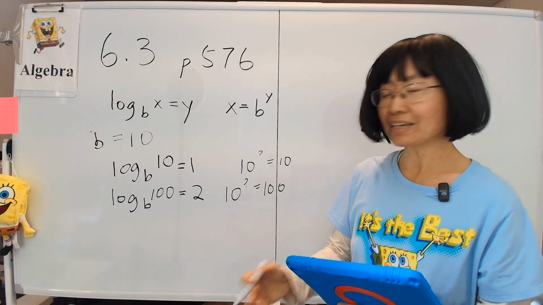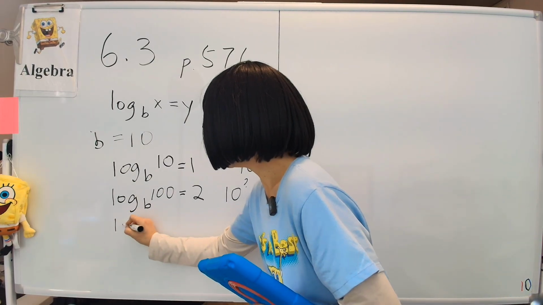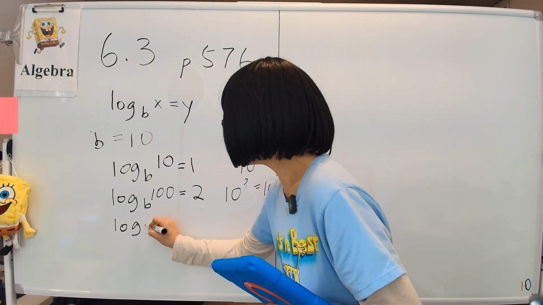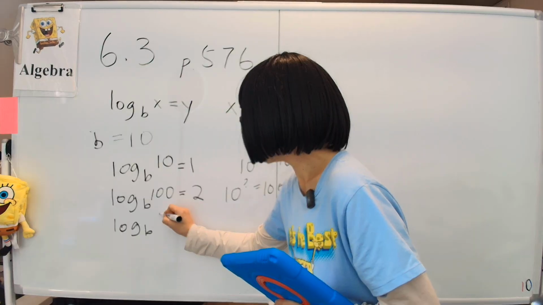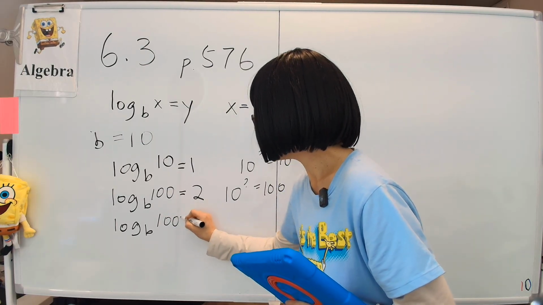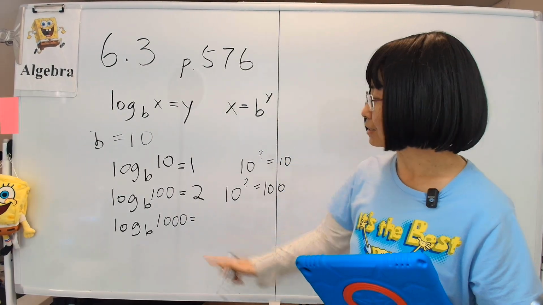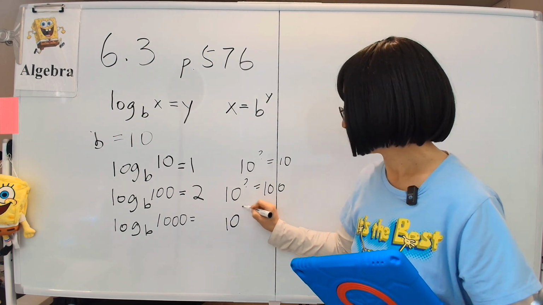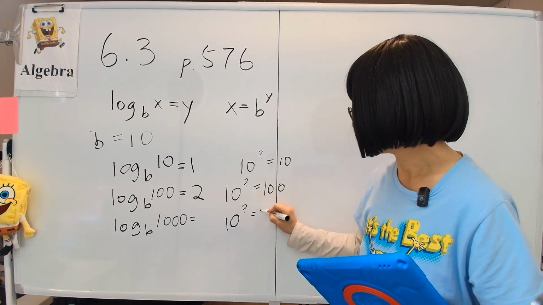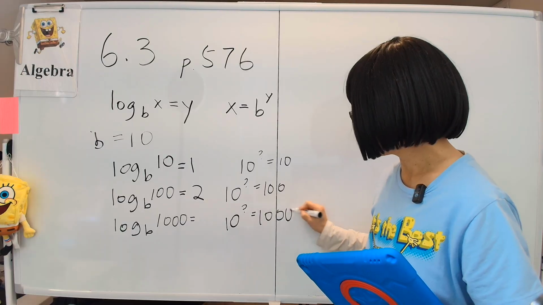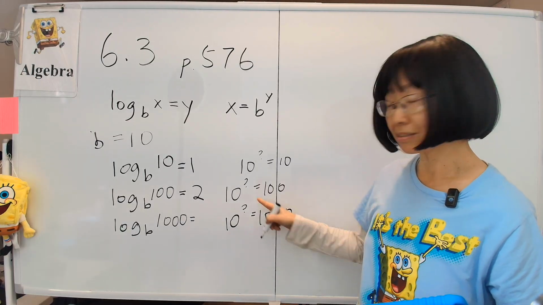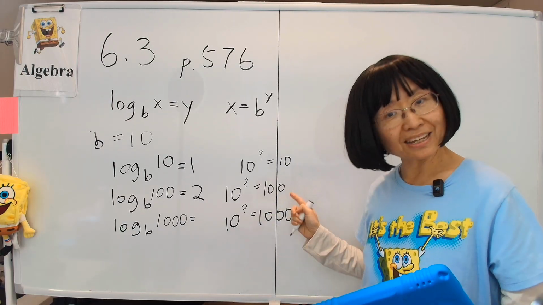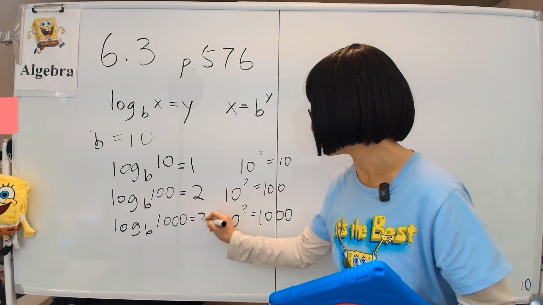And let's continue. Now the next question, log base b of 1,000, let's say. What would that equal? Well, you ask yourself, b to what power? b is 10, okay? So 10 to what power equals 1,000? And the answer would be 3, okay? 10 to the third power, 10 times 10 times 10, is 1,000. So this answer is 3.